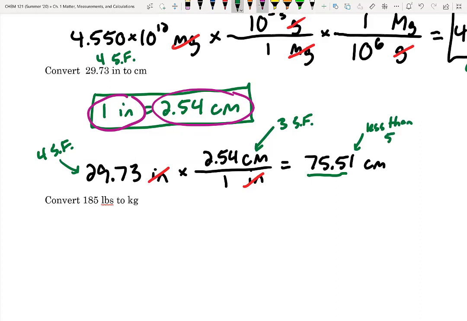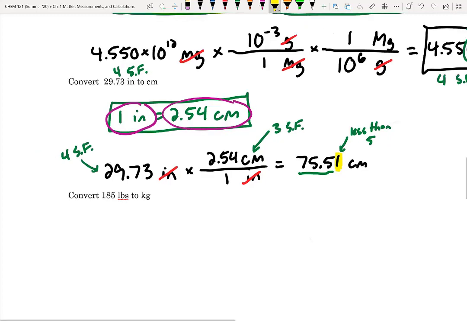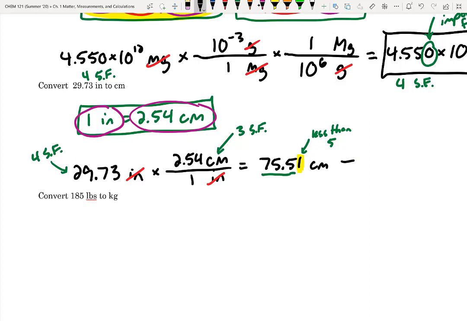Right? So this one right here, we don't need to round up because it's less than five. So what I would do is change this, and I would say this should be 75.5 centimeters. That way, our final answer has the correct three sig figs.